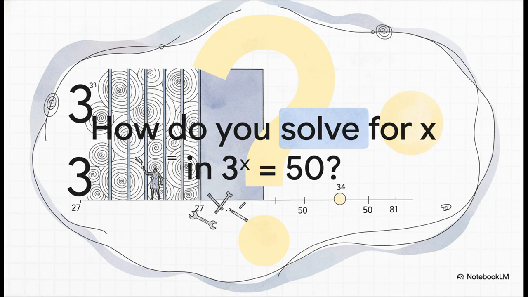Now, we can guess, right? We know 3 cubed is 27, and 3 to the 4th is 81. So x has to be somewhere between 3 and 4. But how do we get the exact value? We can't divide by 3, we can't take the xth root. Our variable x is completely trapped, and our normal tools can't set it free.